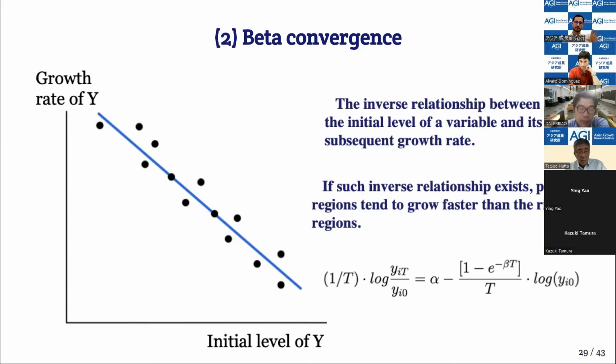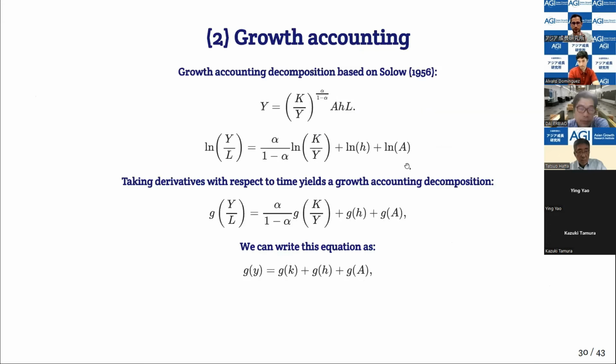And that inverse relationship can be shown in this equation, and we're going to use that equation, which is basically derived from a Solow model. First of all, we're going to show this growth account in decomposition, which is based on the Solow model. As you may know, the Solow model has capital, income, A, which is the productivity, H, that is human capital, and L, that is labor, in our case, population, because we don't have data for labor at the provincial level for such a long span of time.